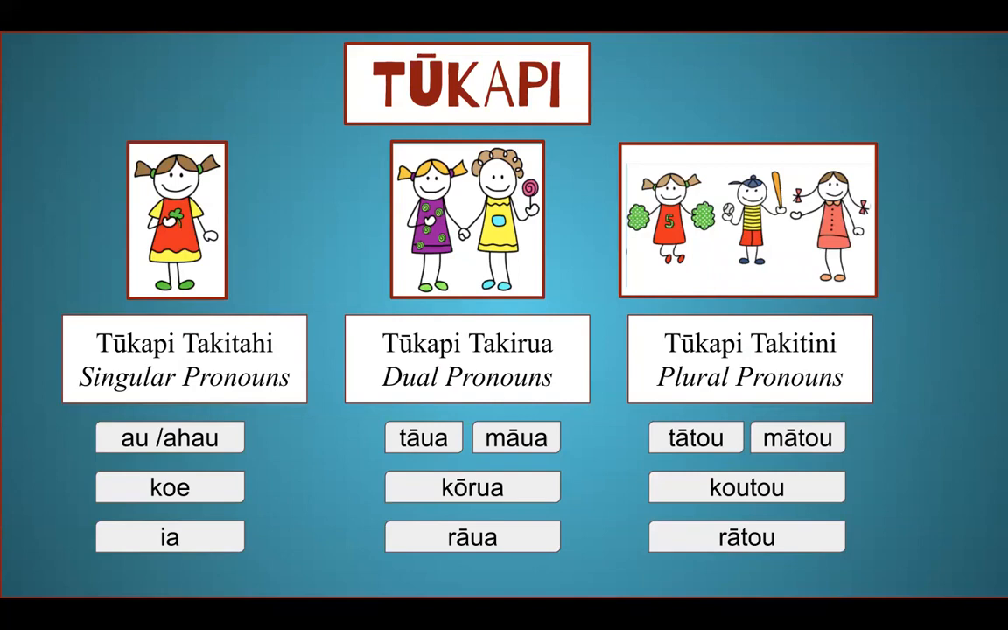The dual pronouns, tūkapi takirua, are taua and maua, which both mean we; kōrua, you, two people; and rāua, they or them, two people. Lastly, we have the tūkapi takitini, plural pronouns, tātou and mātou, also meaning we, with three or more people; koutou, you, three or more people; and rātou, they, three or more.